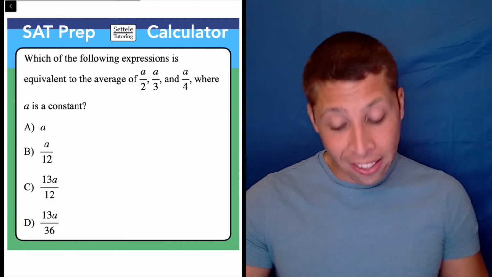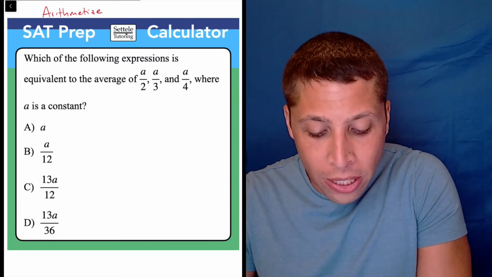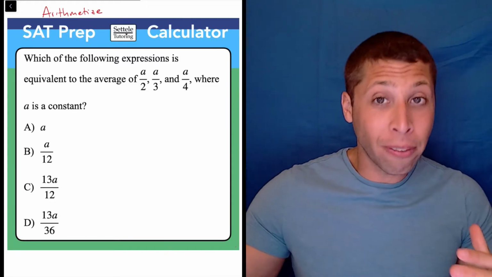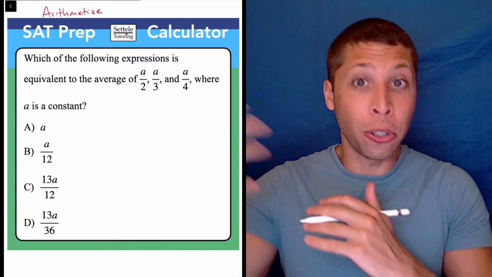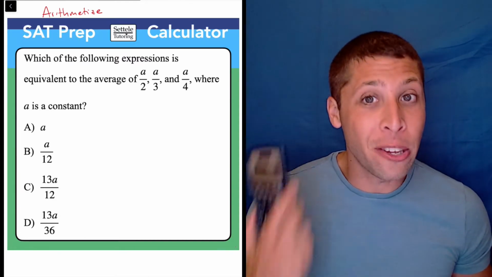Look, guys, this has to be an obvious arithmetize for you. There is no reason to be doing some sort of average with these weird a over 2, a over 3, a over 4. It's dumb. You have a calculator. Let's make use of it, okay?